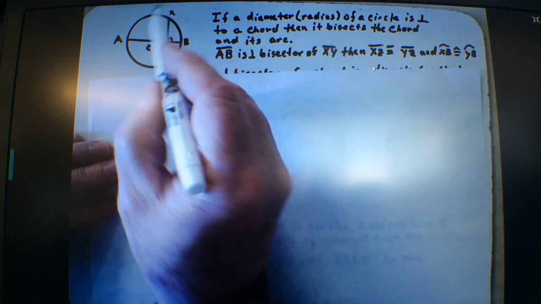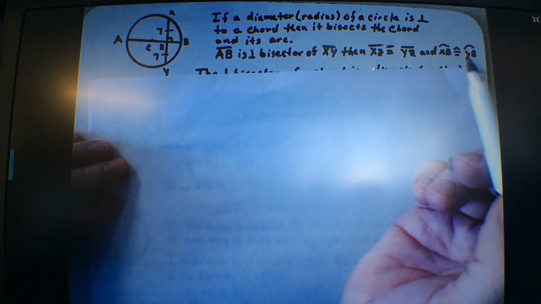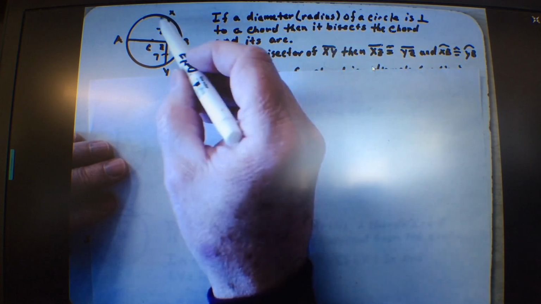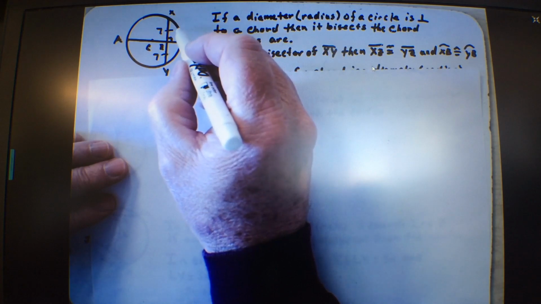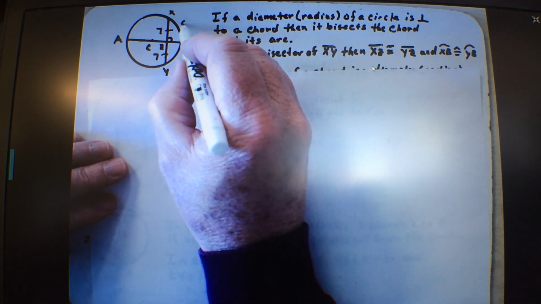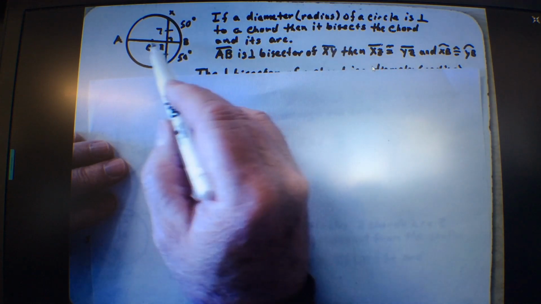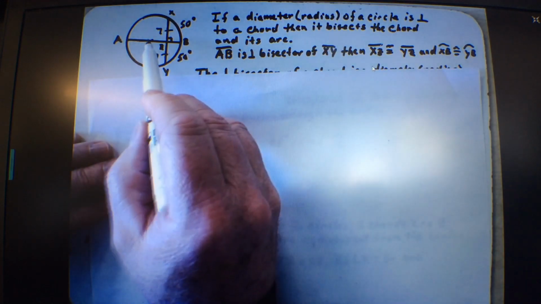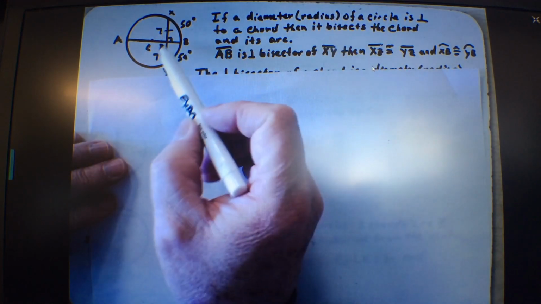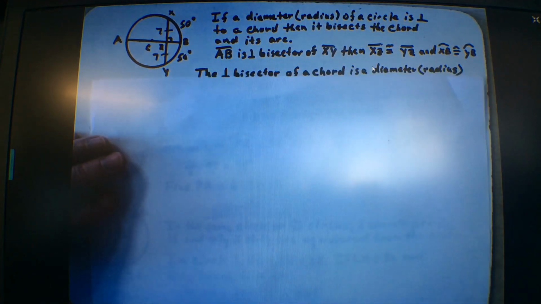It bisects, in other words, this piece is equal to this piece. If this piece is 7, this piece is 7. It also bisects the arc that is formed from this chord. So if arc XB is, let's say, 50 degrees, then arc YB is also 50 degrees. So if this happens, any diameter or radius, it goes through the center. That's what it means to be a diameter or radius. If it goes through the center, then any chord that it hits, it bisects the chord and the arc that's intersected by the chord.